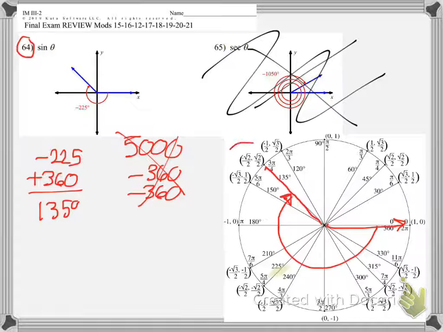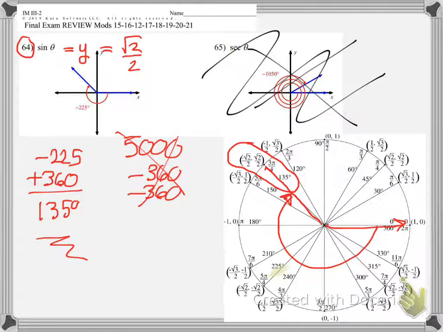So I'm looking at these numbers in here. And since I want the sine, it is the y value. And the y value at that point is root 2 over 2. Okay. I still want to see that work. Whether you show it on the circle or whether you show it by finding the number with adding or subtracting a full circle so that you can eventually find out where that is.